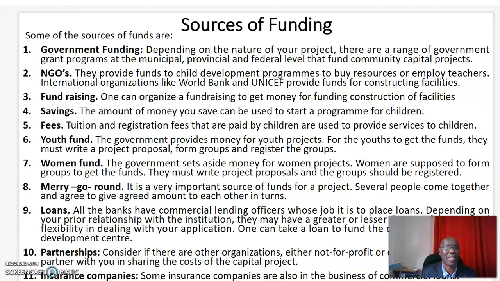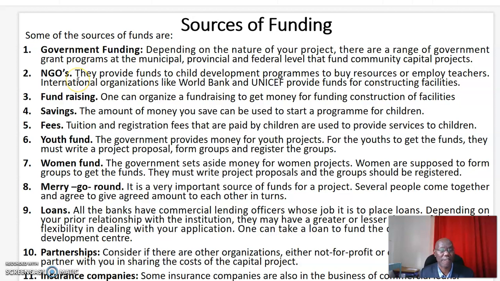In financial management, we also talk about sources of funding. And what could be the sources of funding for a child development center or any enterprise? The sources include the following. 1, government funding. Depending on the nature of your project, there are a range of government grant programs at the municipal, provincial, and even federal level that fund community capital projects.